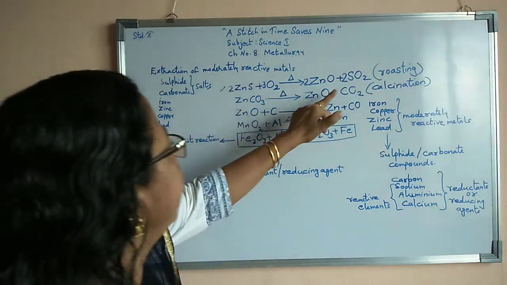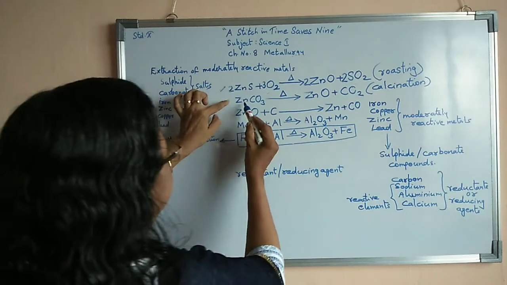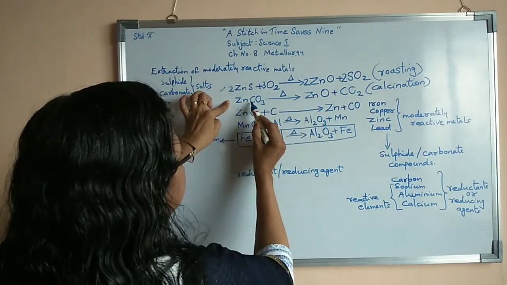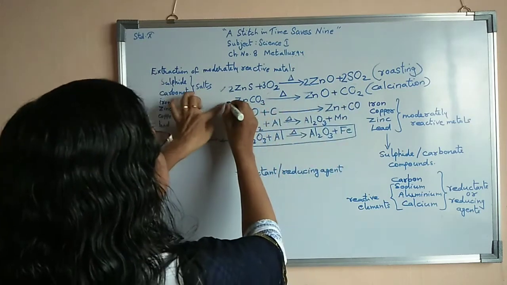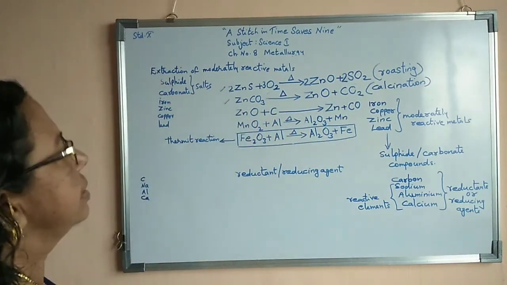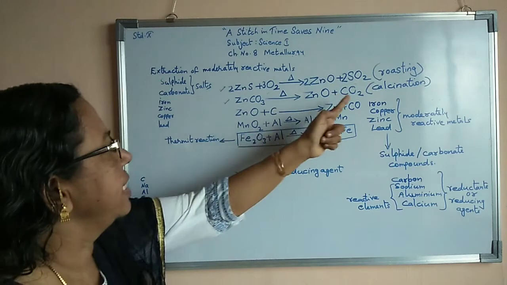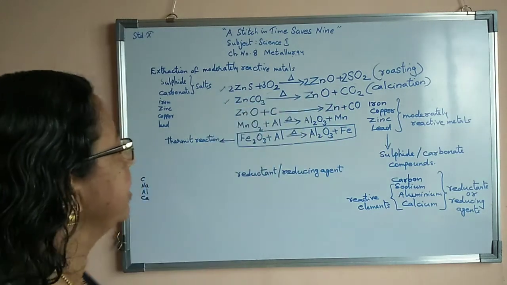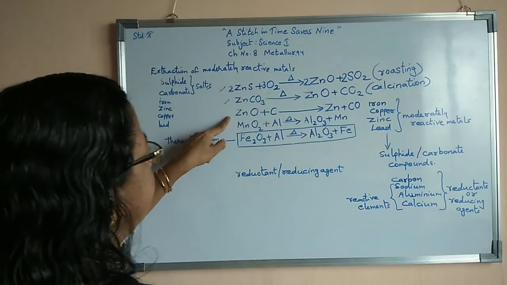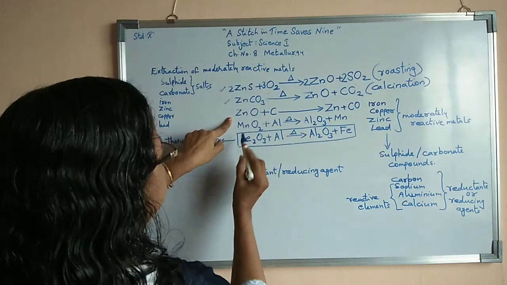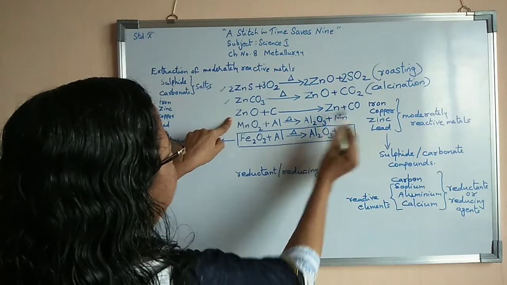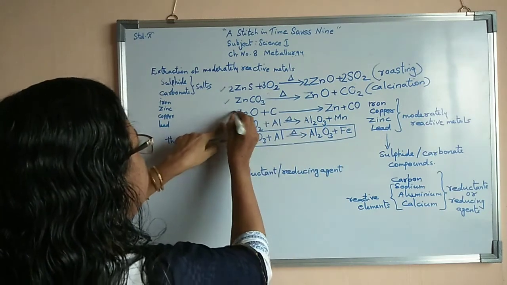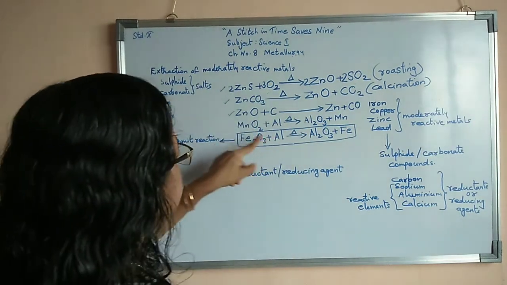Now here already it is in balanced condition. Zn 1, here also 1. Carbon here 1, carbon here 1. Oxygen 3, here also 3. So we can say that this is an example of a calcination reaction, even it is a balanced equation. Now let us see here. This is again a balanced one. Zn 1, here also Zn 1. O 1, here also O 1, C 1, C 1. So the equation is balanced.